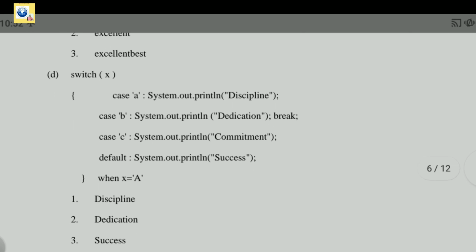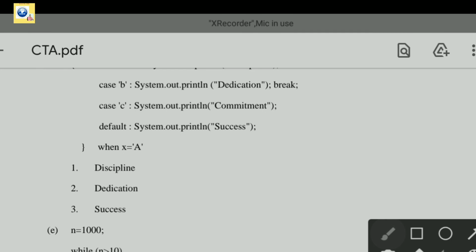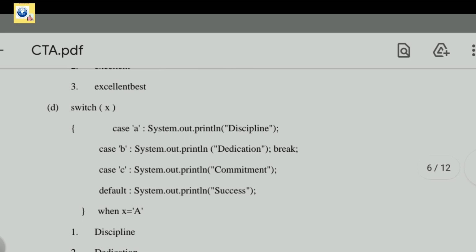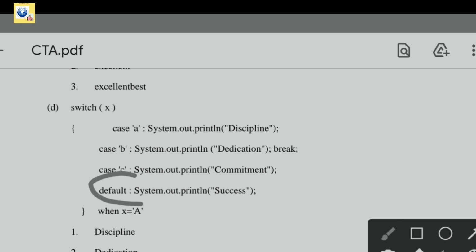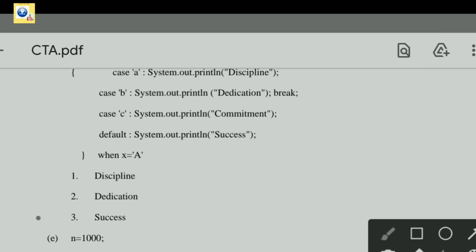Let us go to question number D. Switch x. Okay, there are so many cases such as A, B and C, and default. Here the value of x is capital A, but we don't have any capital cases. A, B, C are in small. So the compiler goes with default. And what is written in default? Success. So which option will be correct? The correct option will be the third one, success.